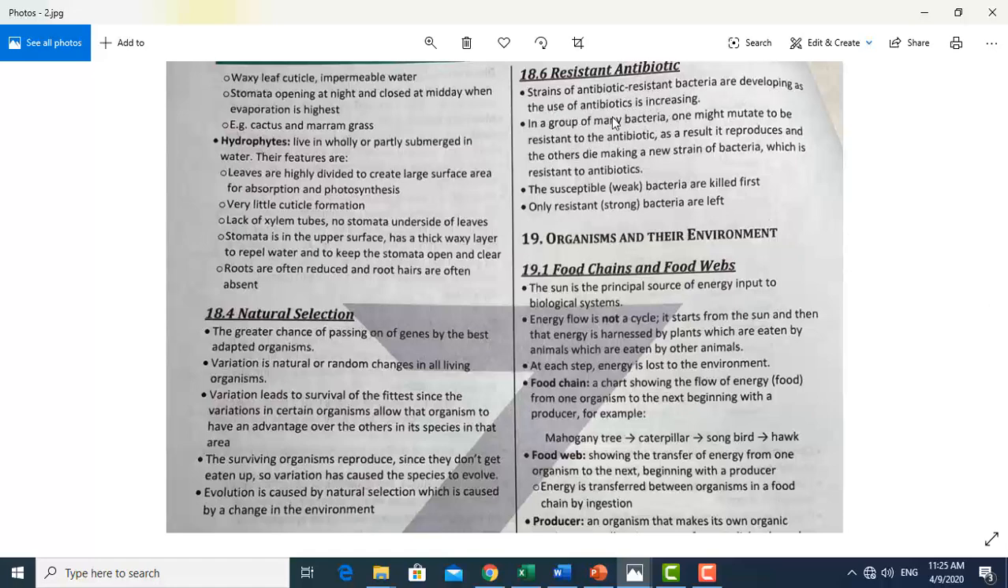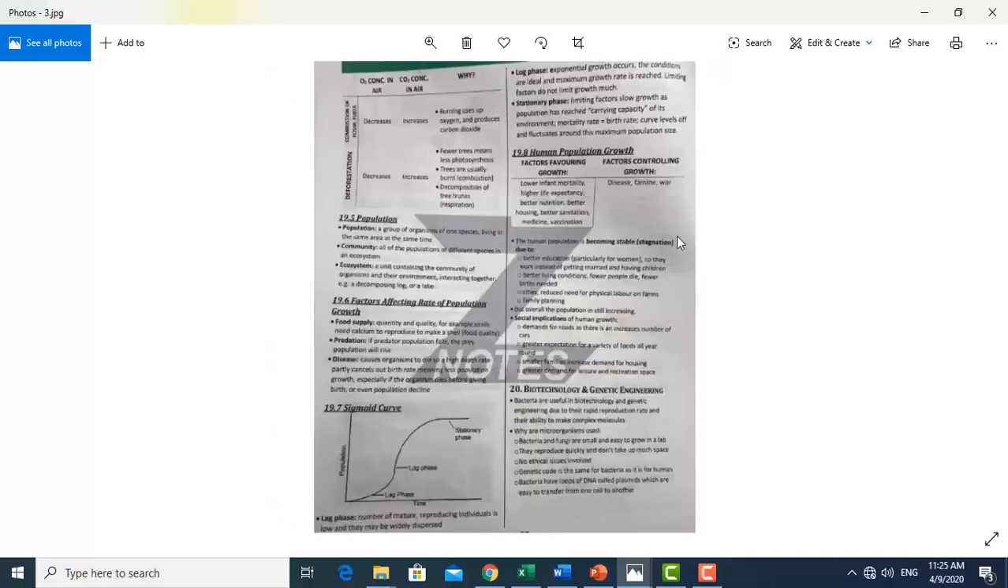In a group of many bacteria, one might mutate to be resistant to the antibiotic. As a result, it reproduces and the others die, making a new strain of bacteria which is resistant to the antibiotic. The weak bacteria are killed first and only resistant or strong bacteria are left. This is regarding the chapter of variation and selection.